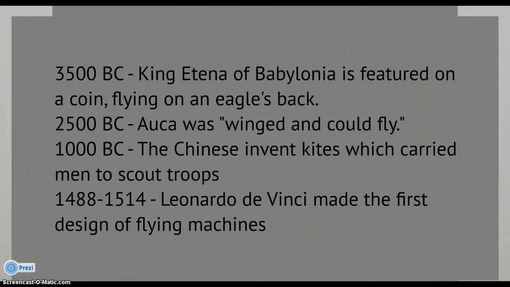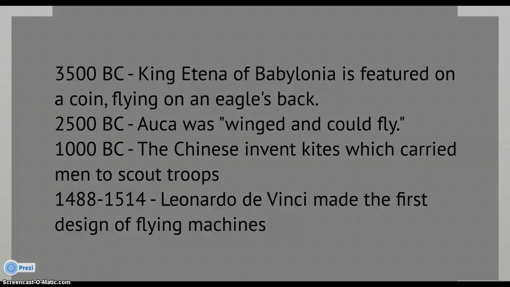And let's take a look at that BC era. So in 3500 BC, King Athena of Babylonia was featured on a coin, flying on an eagle's back. In 2500 BC, Akka, an Inca founder, was winged and could fly. In 1000 BC, the Chinese invented kites which carried men to scout troops. And between 1488 and 1514, Leonardo da Vinci made the first design of flying machines, using bird wings for models.